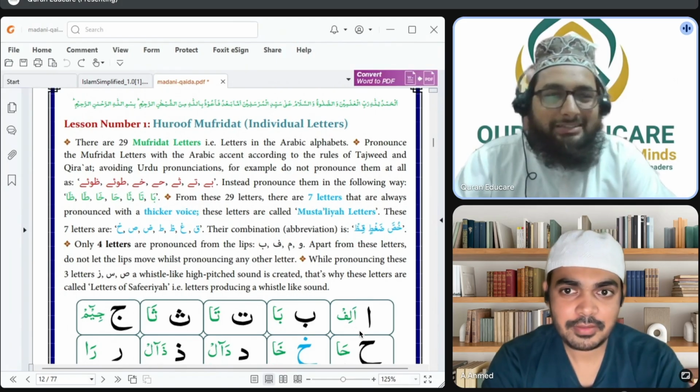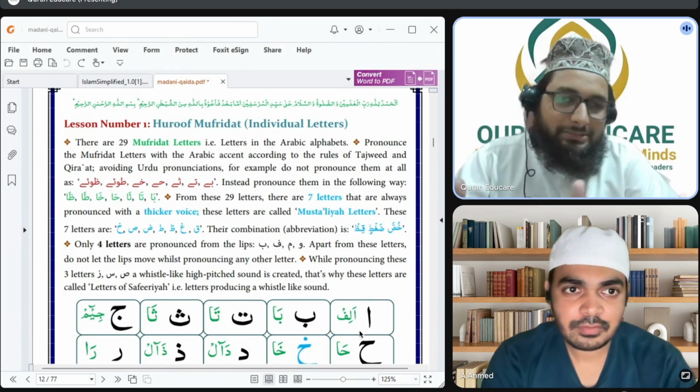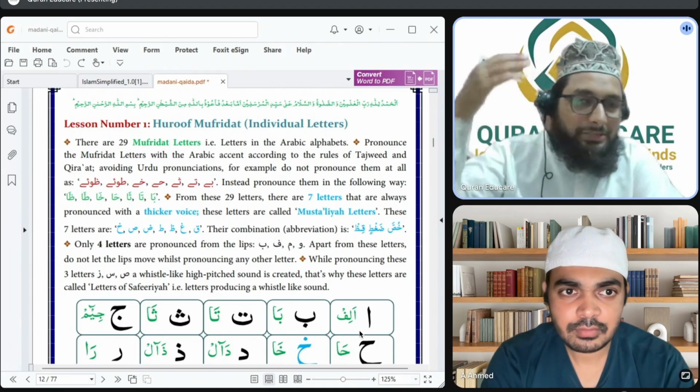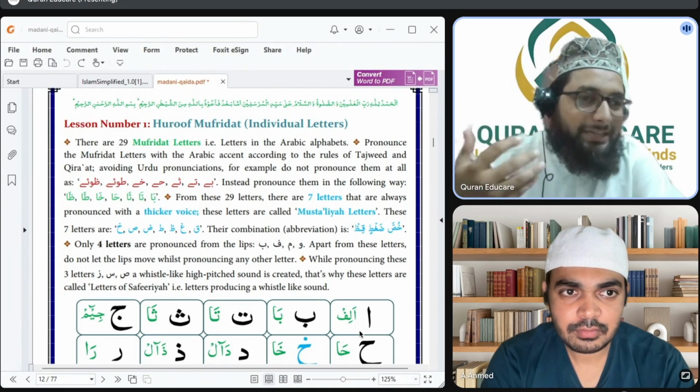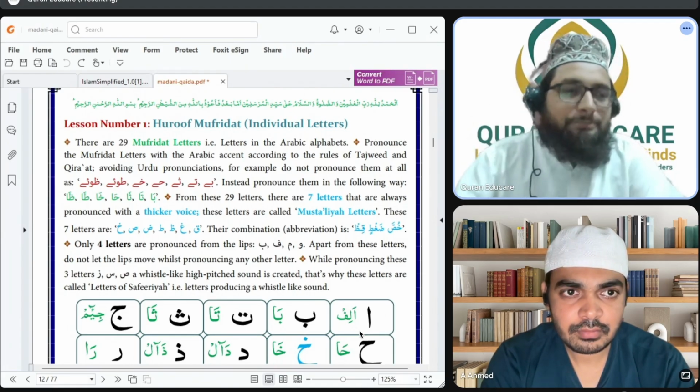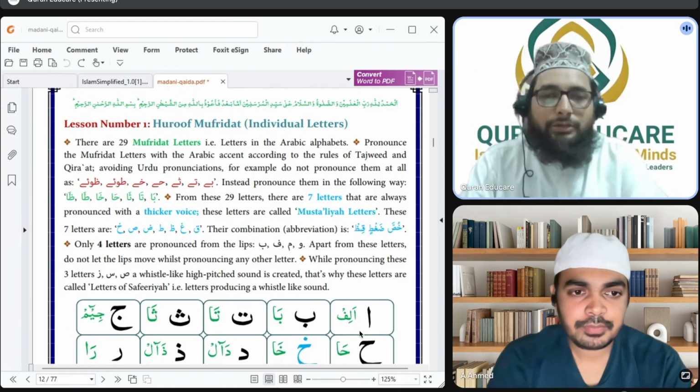Inshallah, I will just recap the rules. I will just mention the rules we have learned. Note, I will not explain what the rule actually is. I'm just recapping your memory.